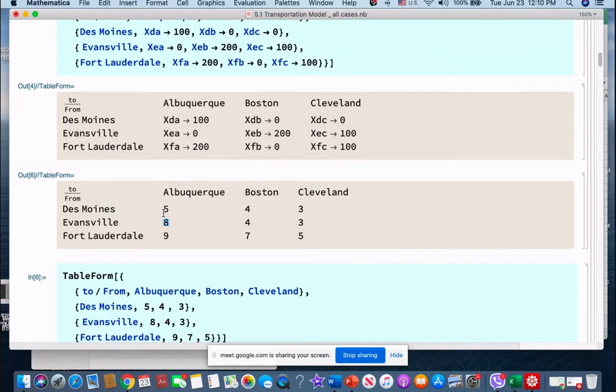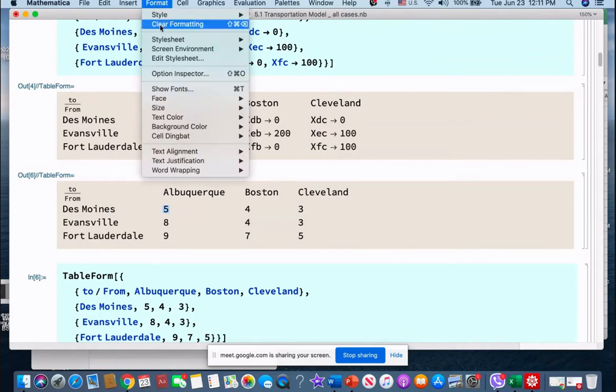What do you want to do? You want to ship to Albuquerque with the lowest cost. The lowest cost going to Albuquerque is the choice between 5, 8, and 9. From where do you want to get things in Albuquerque? From the cheapest one. We take it, we mark it. This is what we want to have.